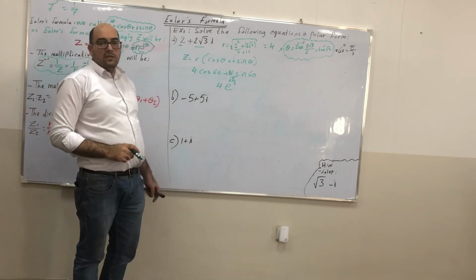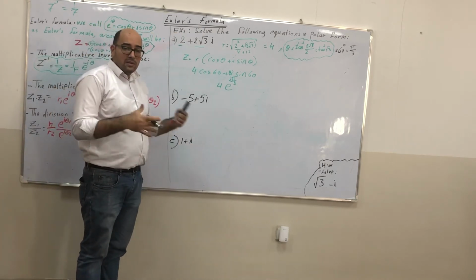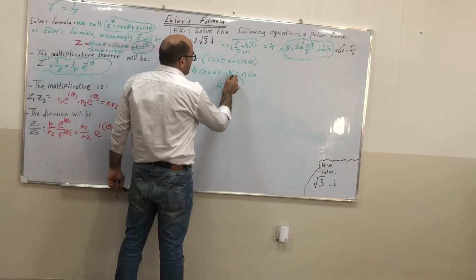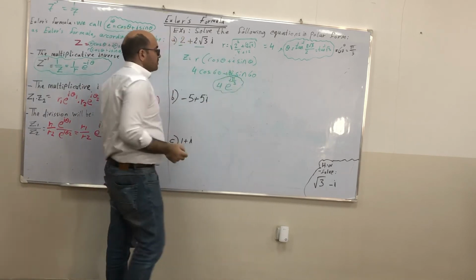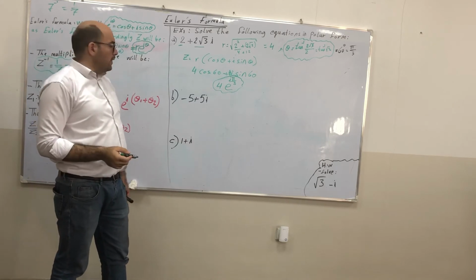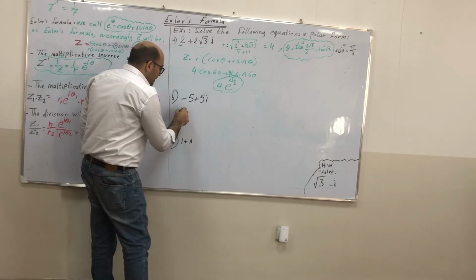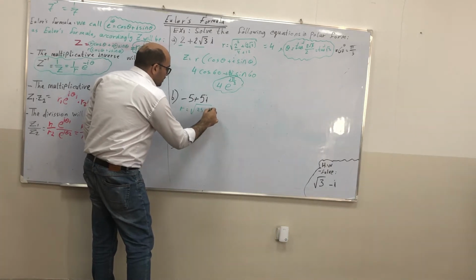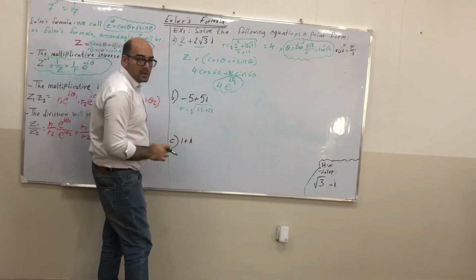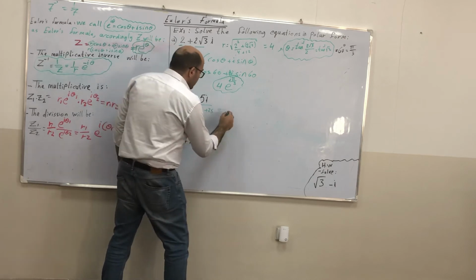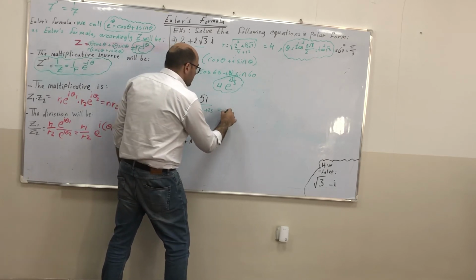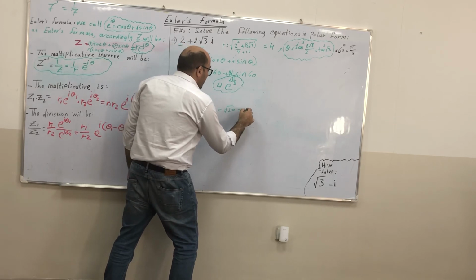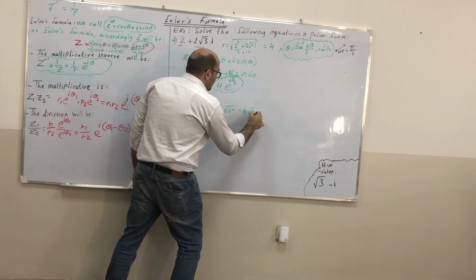Let me continue. This time I will solve it faster to get the Euler solution for this result. So what is r in here? It equals the root of 25 plus 25, which is 5 squared plus 5 squared, which is the root of 50, which is 5 root of 2.